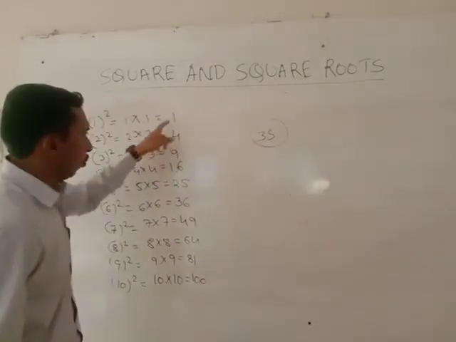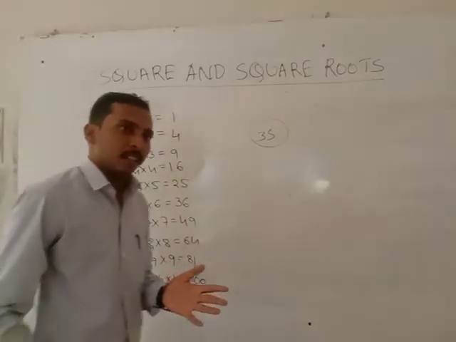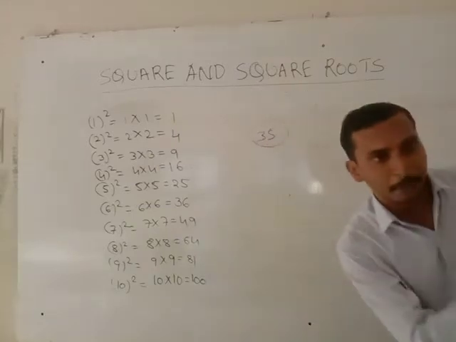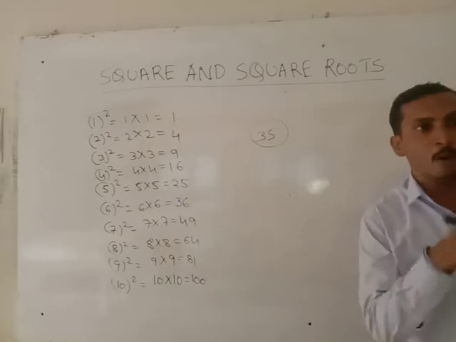So only 1, 4, 9, 16, 25 are the perfect square numbers. Now you will be able to understand which are perfect square numbers and non-perfect square numbers. And now one more question.